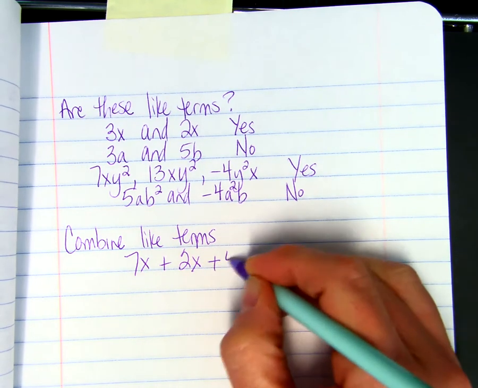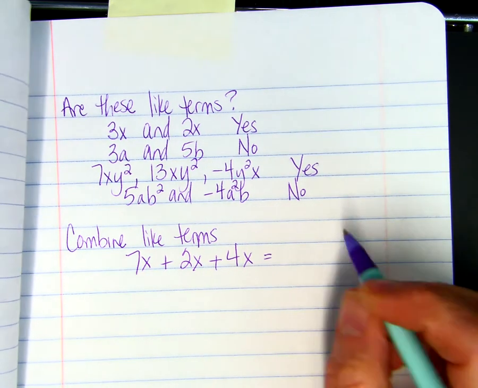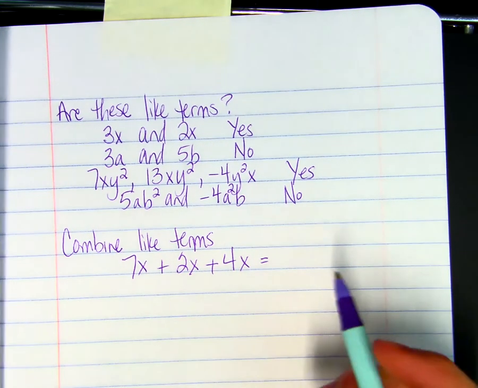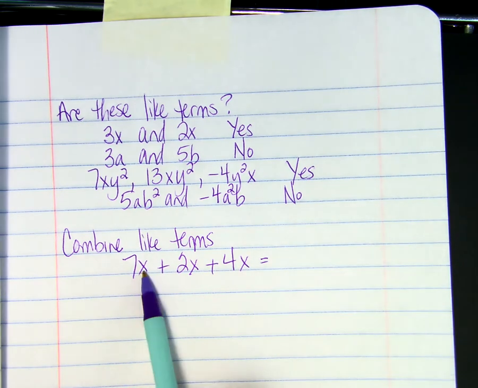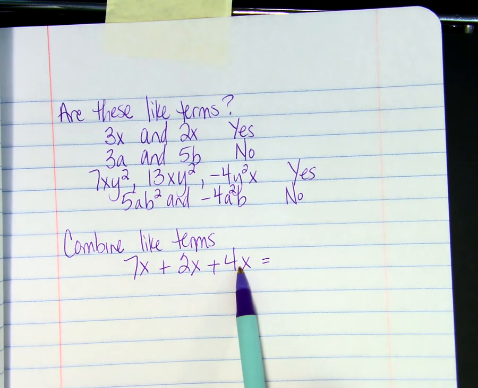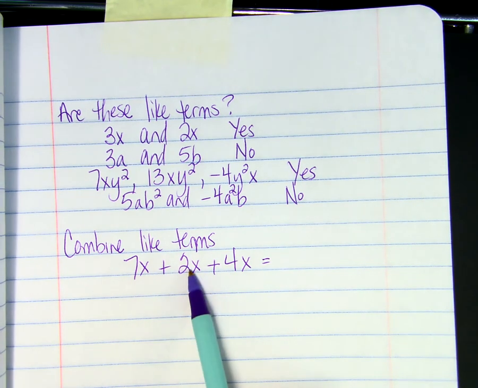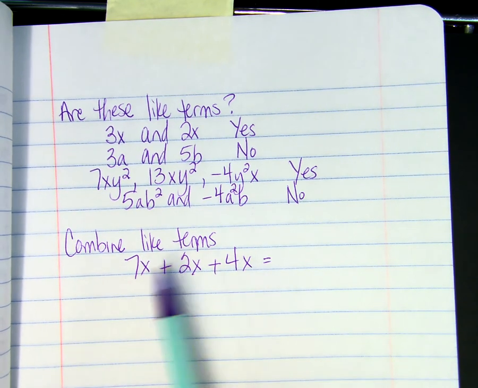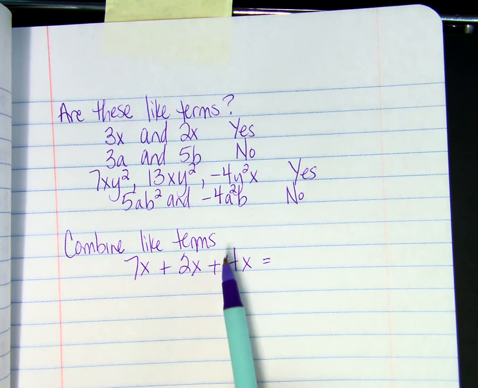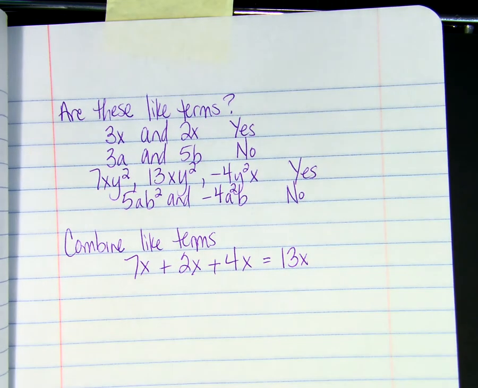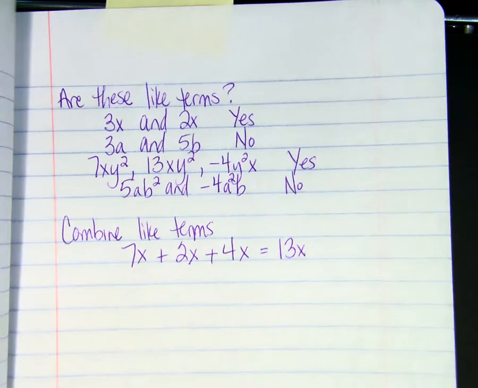7x plus 2x plus 4x equals. Now if you just plug in something that you recognize for x, like cows, you have 7 cows, you're going to add 2 cows, you're going to add 4 cows. Can you see how that would give you 13 cows? It's 13 cows. But the x was cows, so we just write x. We don't write cows. We just use that word to help us see.